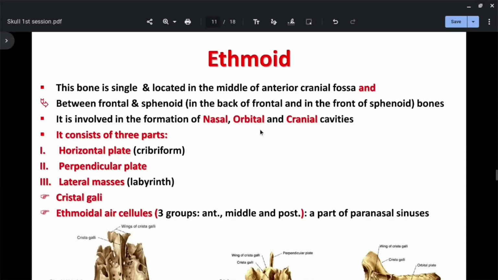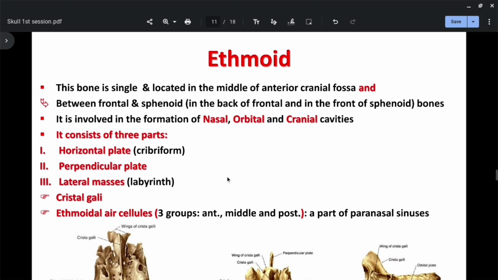In this video I would like to talk about the ethmoid bone. It has three main parts: we have the horizontal plate, the perpendicular plate, and then the lateral masses, which are also called labyrinth. So it has many surfaces like anterior, posterior, superior and inferior.